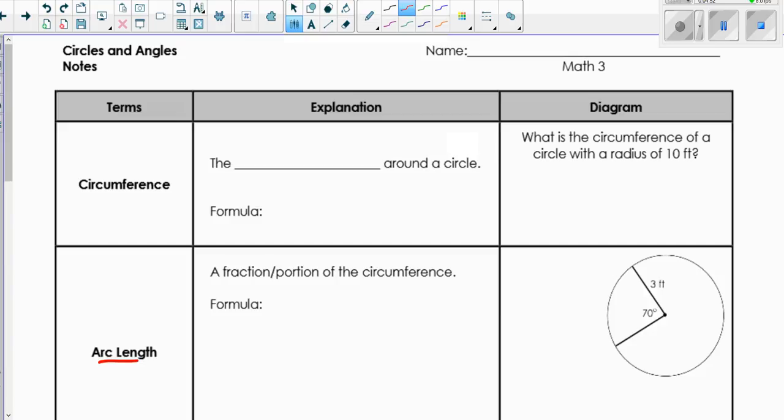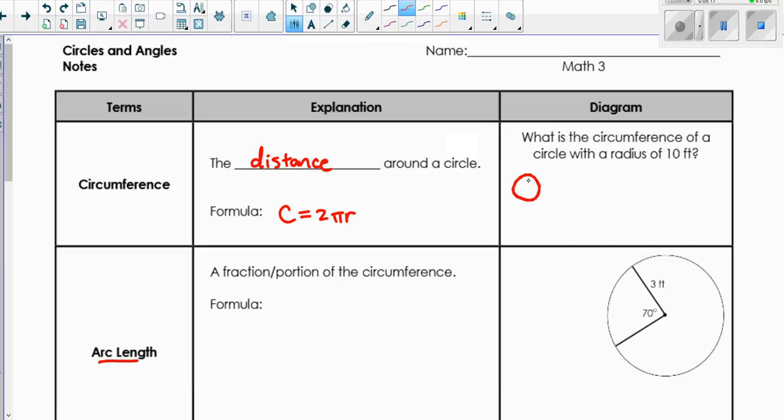Okay? So circumference, we talked about this yesterday, is the distance around a circle. Your formula is circumference equals 2 pi r. I always remember it as twinkle, twinkle, little star, circumference equals 2 pi r. All right, so what is the circumference of a circle with a radius of 10 feet?